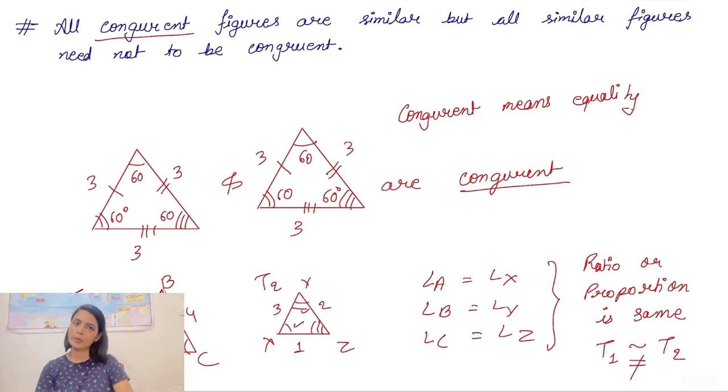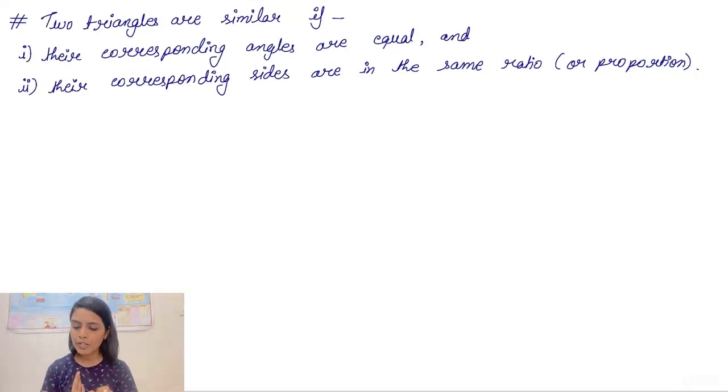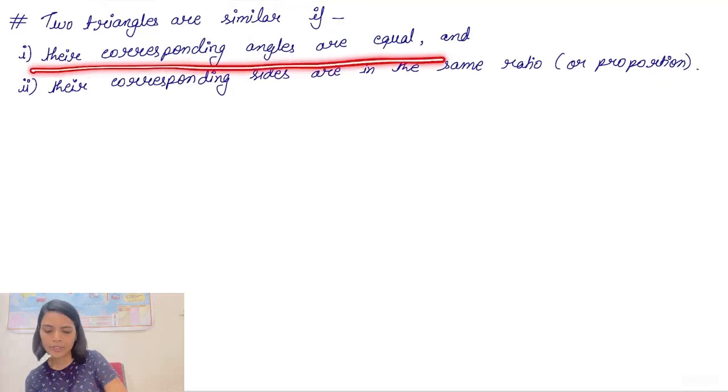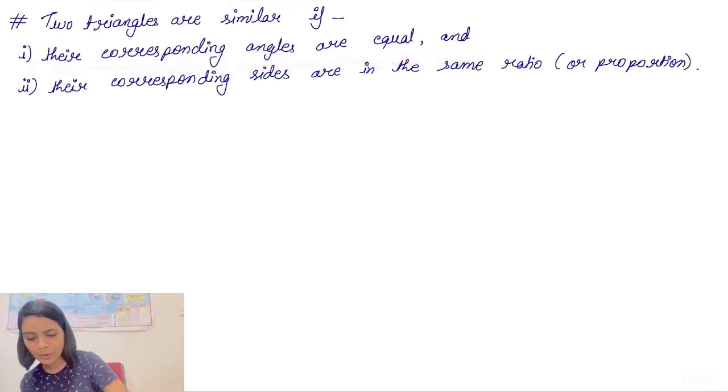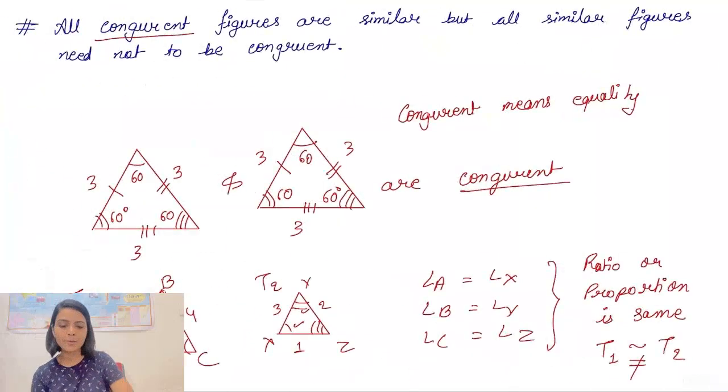Clear? So let's move further on. Two triangles are similar. Now we have seen the conditions which have to be fulfilled for triangles to be similar. First, their corresponding angles should be equal, and second, their corresponding sides are in the same ratio or proportion. Here the angles are equal and sides are in proportion. That's why these two triangles are similar.